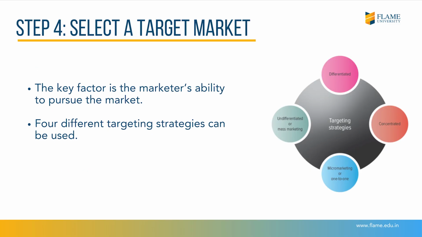Coming to step 4, which is selecting a target market. After evaluating segments, marketers select a targeting strategy based on the brand goals and resources. The first targeting strategy is undifferentiated targeting strategy or mass marketing, where it says one size fits all approach. For instance, Coca-Cola's Classic Coke is marketed globally with minimal changes.